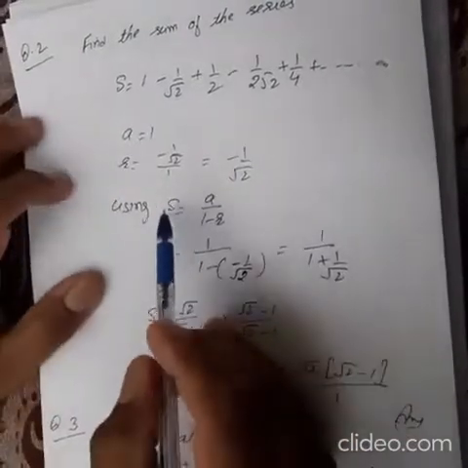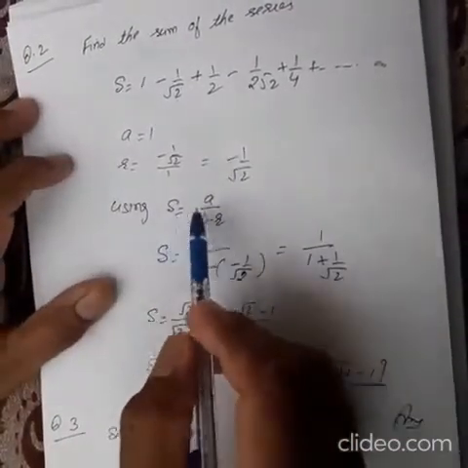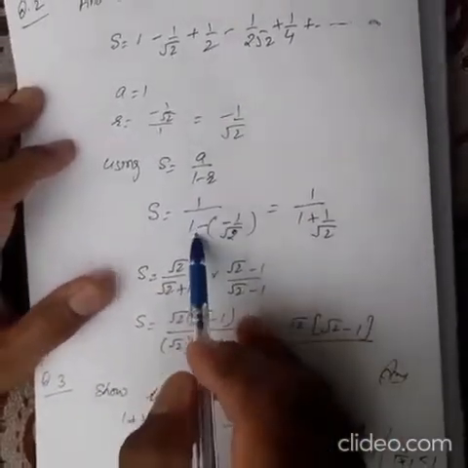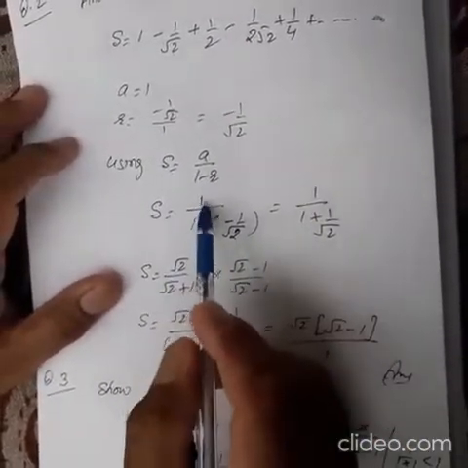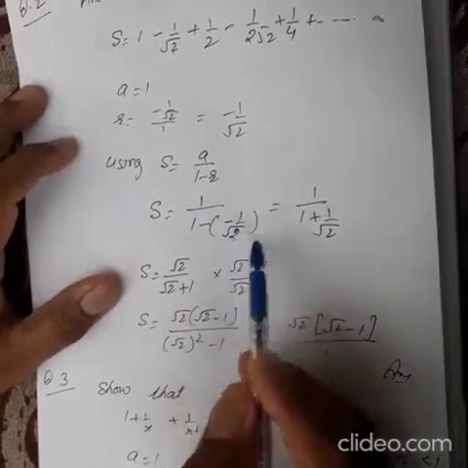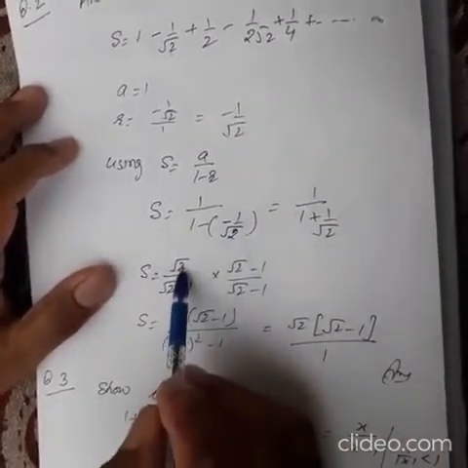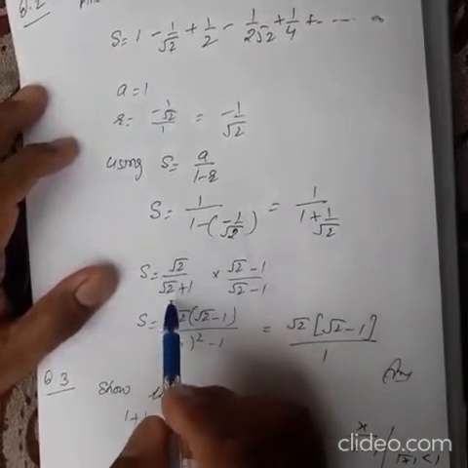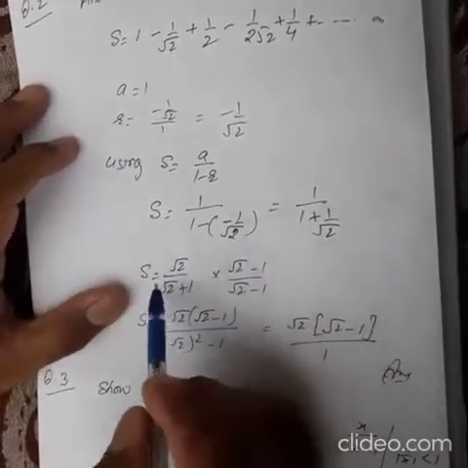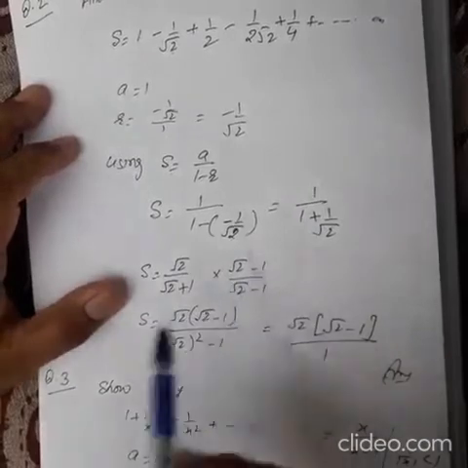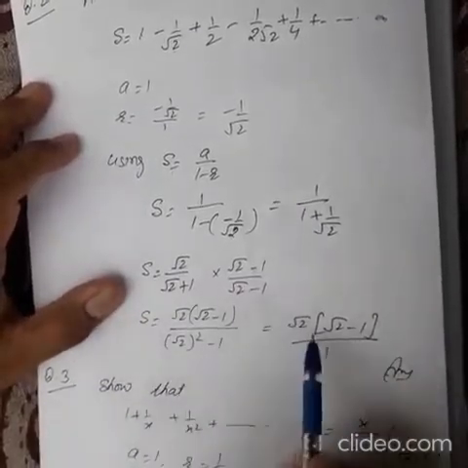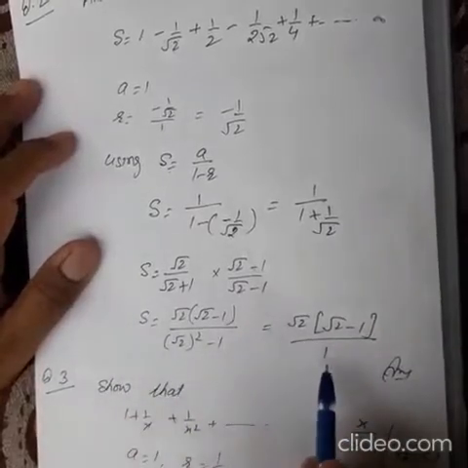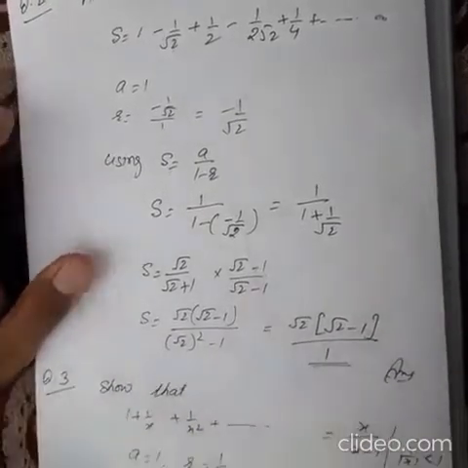Now we know the sum of infinite terms of a GP is A upon 1 minus R. You put the values here. A is 1 and R is minus 1 upon root 2. After simplification, it is root 2 upon root 2 plus 1. Now we have to write this answer in the standard form, so for that we have to rationalize, and after rationalization we will find root 2 into root 2 minus 1. So this is the sum of infinite terms. This is the answer. I hope this is clear.